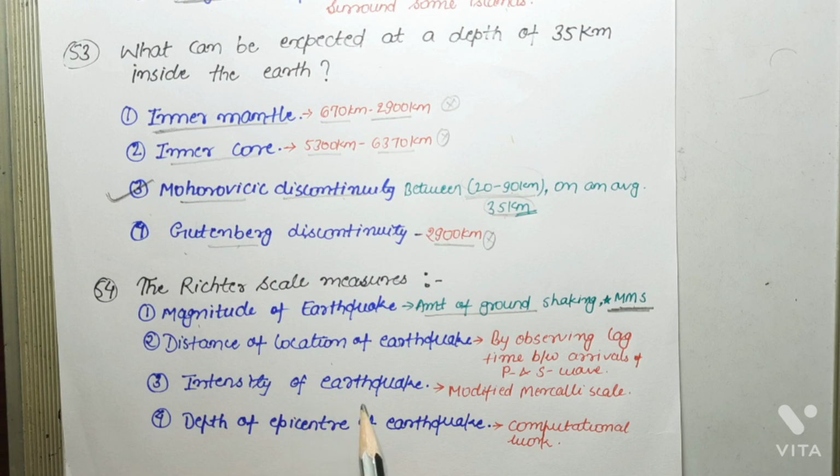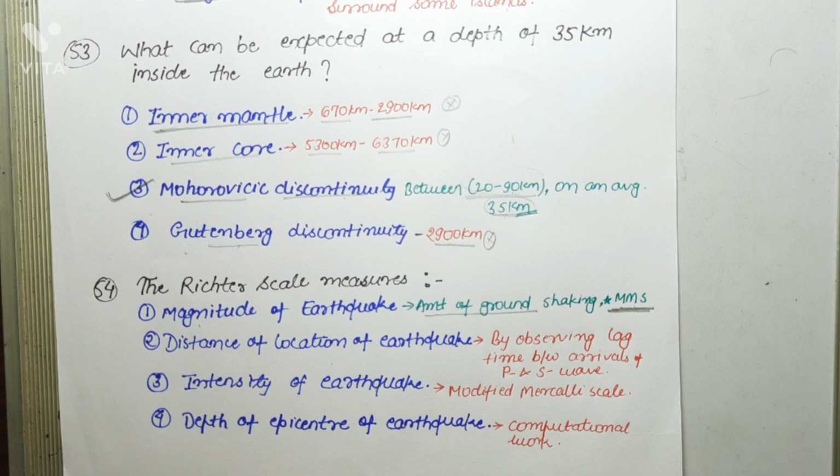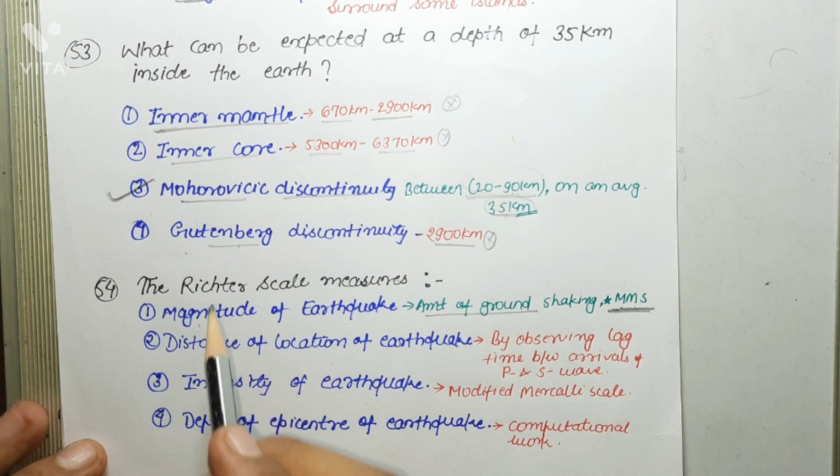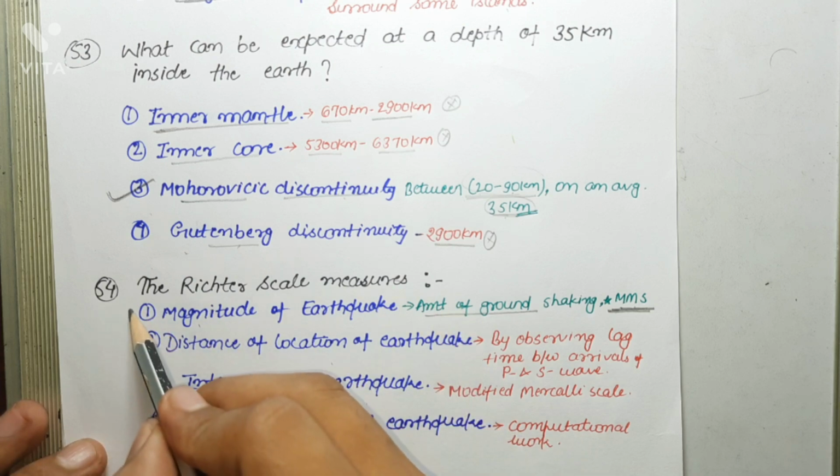Intensity of earthquake is measured by different scales, but the scale which is used most often is modified Mercalli scale. In modified Mercalli scale there are 12 measures of intensity of earthquake according to severity of damage. And depth of epicenter of earthquake, it is a computational work and a very complex process to find the depth of epicenter of earthquake. So the Richter scale measures the magnitude of earthquake. The correct answer is magnitude of earthquake.